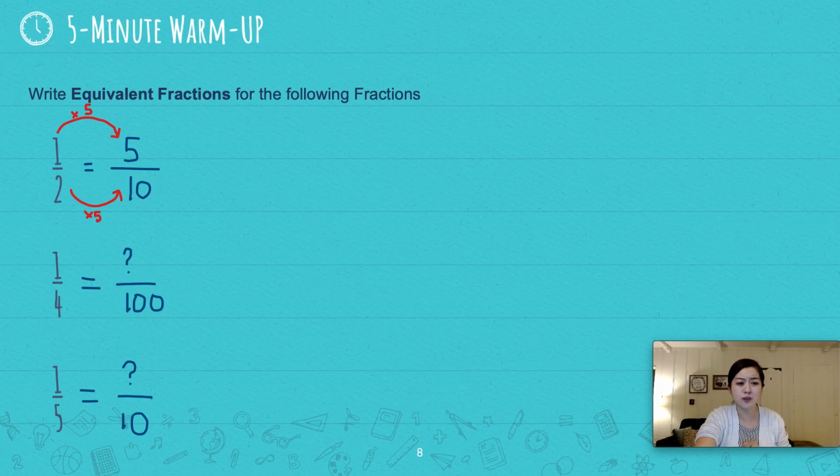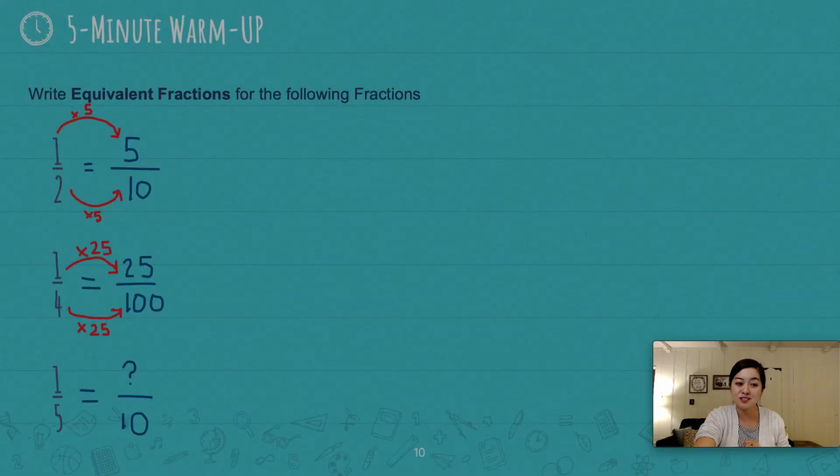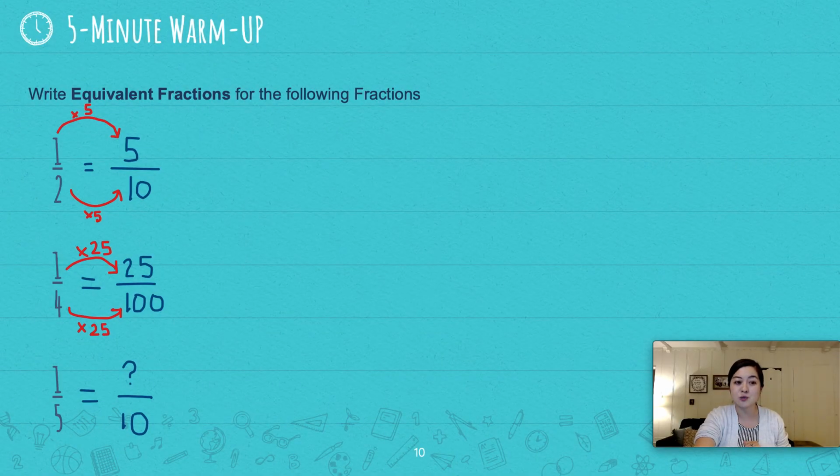Let's look at 1/4, okay? How do I get from 4 to 100 in the denominator? What do I multiply by? If you said 25, you are right. 4 times 25 is 100, and whatever I do in the denominator, I have to do in the numerator. So 1 times 25 is just 25. So 1/4 is equivalent to 25 hundredths.